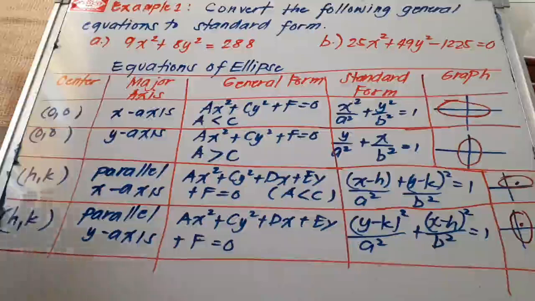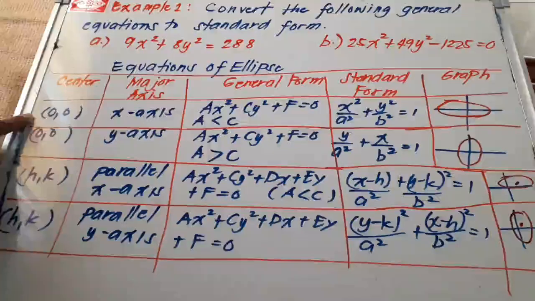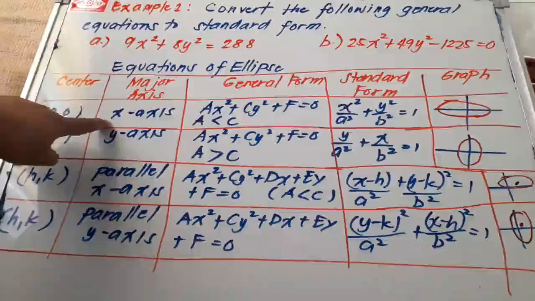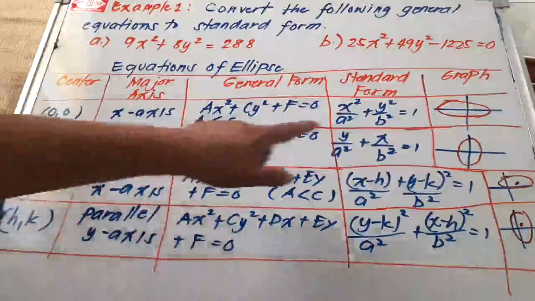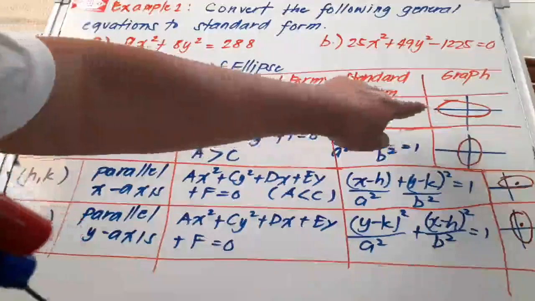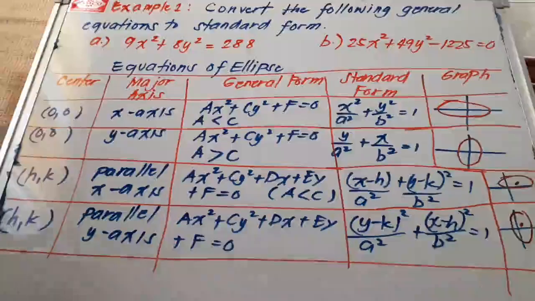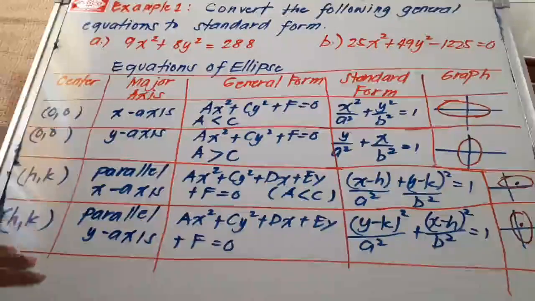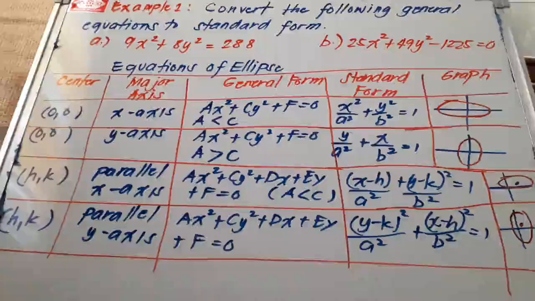Now, I have here a table of different equations of ellipse including their conditions. When the center of our ellipse is at the origin and the major axis is along the x-axis, the equivalent graph of this ellipse is this one. Ibig sabihin, ang center ng ating ellipse ay nasa origin at yung ating ellipse is horizontal, meaning the major axis is along the x-axis. And these two equations are the equivalent equations of this ellipse.